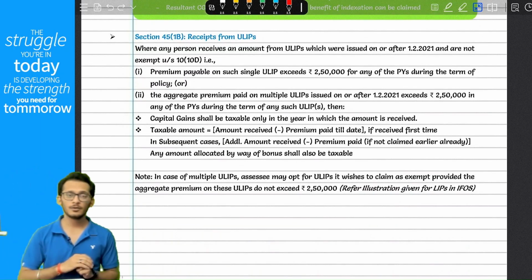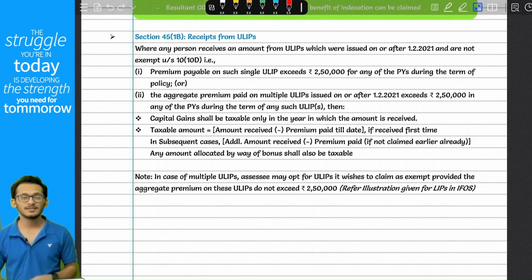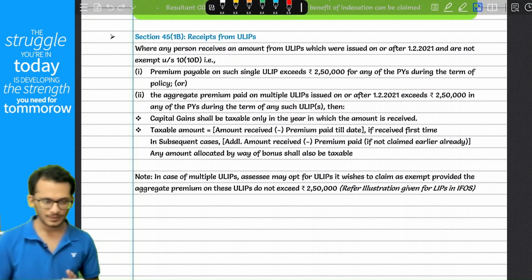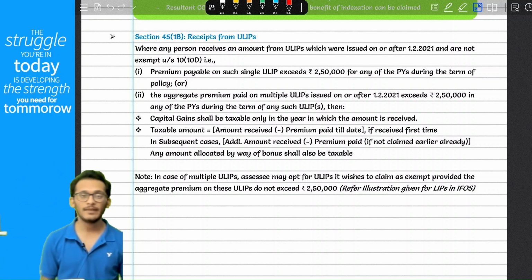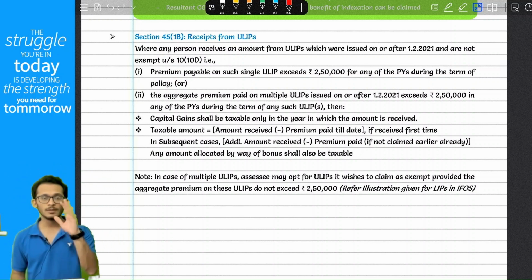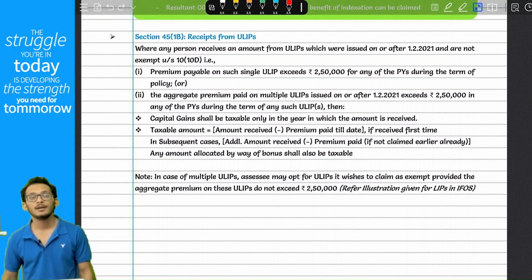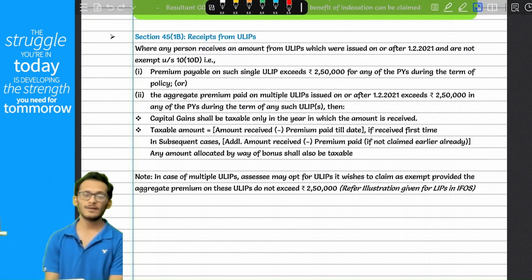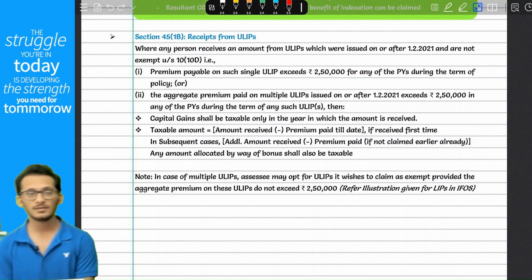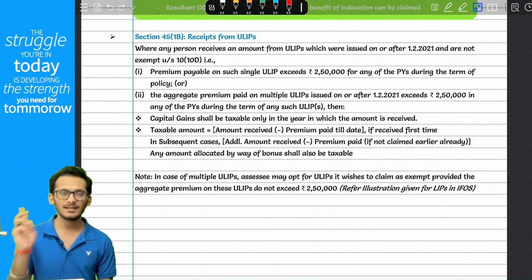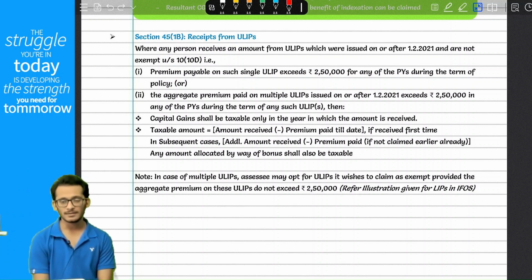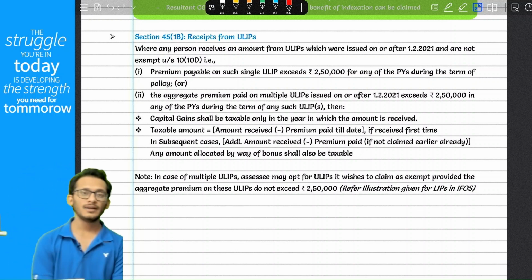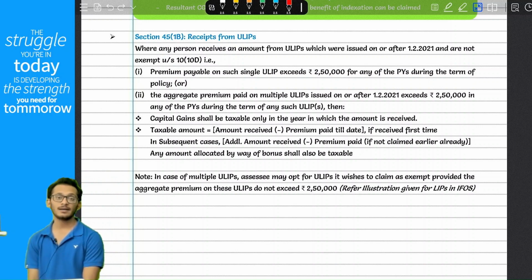Next, receipts from ULIPs. Income tax says that if you have purchased any ULIPs after 2021 and the ULIP premium goes beyond 2,50,000, then the ULIP is now fully taxable on a maturity basis. Full value of consideration will be the maturity amount. Cost of acquisition will be all the premiums which you have paid from the first date till the date of redemption. That will be your capital gains. It can be short term, can be long term, doesn't matter. The point is tax will be collected in the year in which the proceeds are received from the policy.